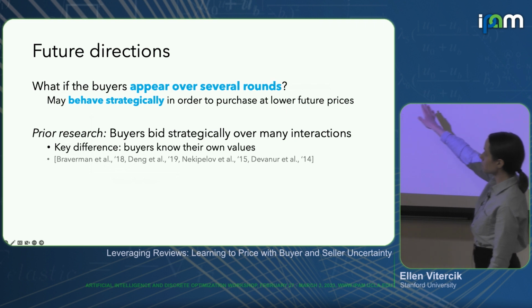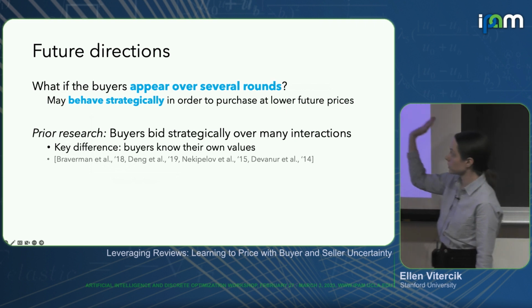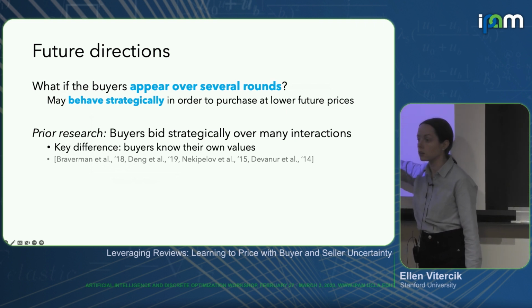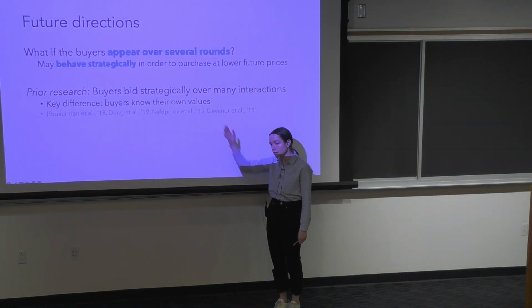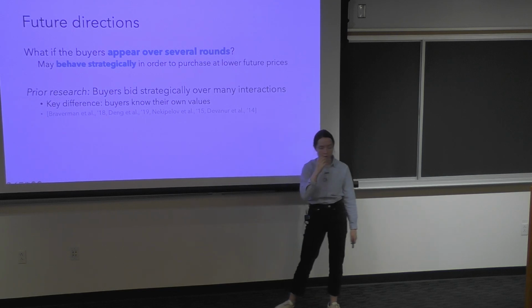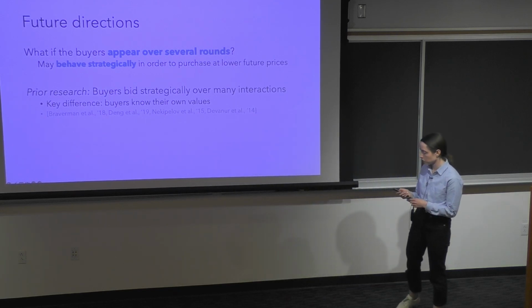But it's related to prior research where buyers behave strategically over many interactions in order to get good long-term utility. The key difference between us and that prior research is that there the buyers actually know their value. We have this added complication that the buyers don't even know their values.